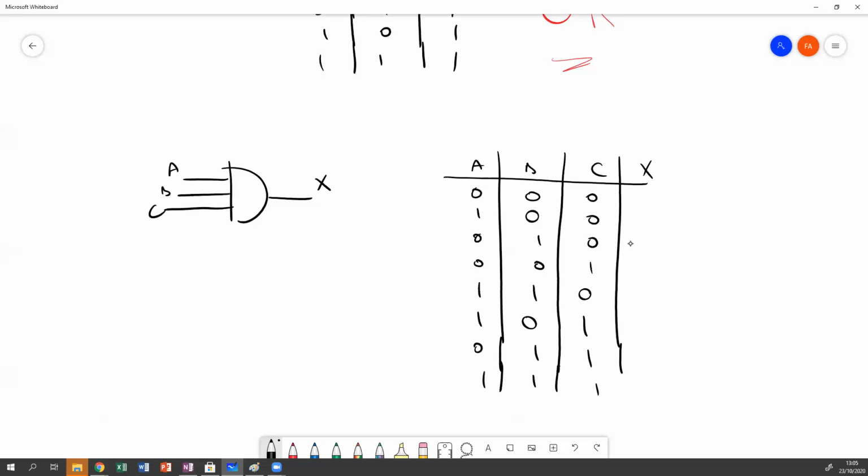This is an AND gate. All of them should be 1 to get 1. Only the situation in which we get 1 is when all the inputs are 1. The rest, because we have 0 in them, would all be 0.